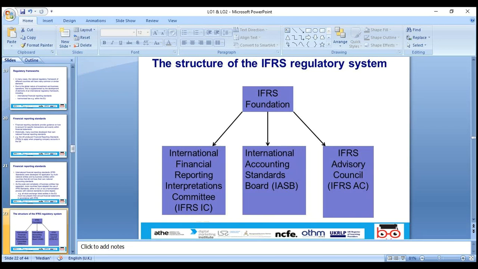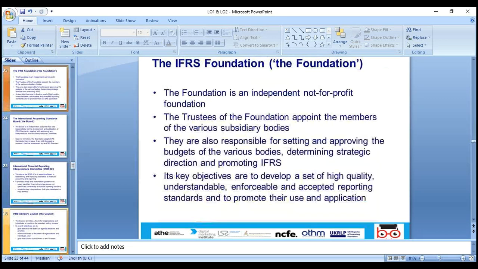So in IFRS there is a foundation, then they set up the International Financial Reporting Interpretation Committee, then they have the International Accounting Standards Board. So the committee passes it to the International Accounting Standards Board, then they also have an International Financial Reporting Council. Then the council approves it. So committee, board, and council.